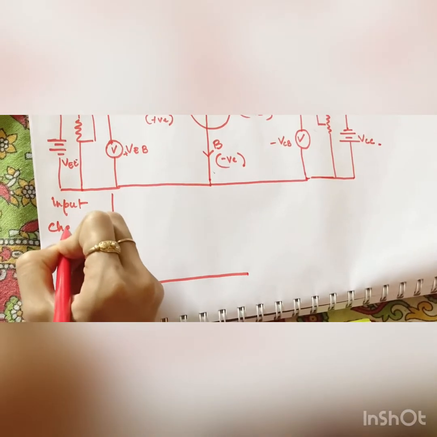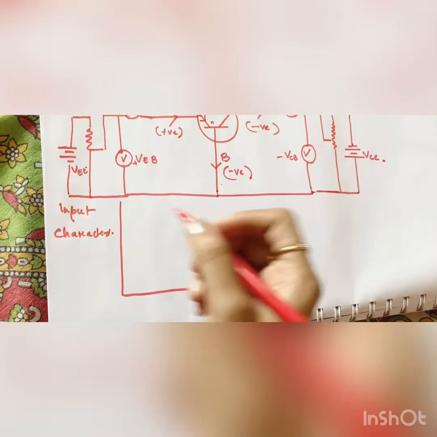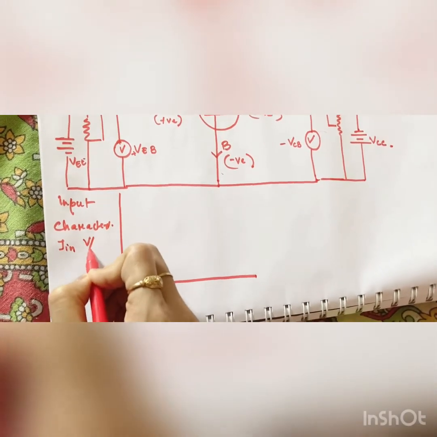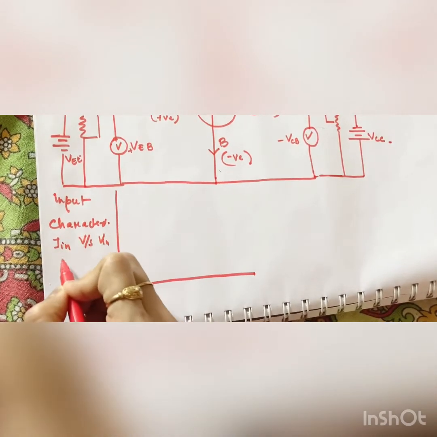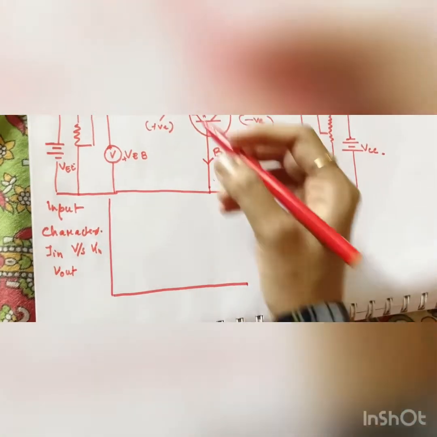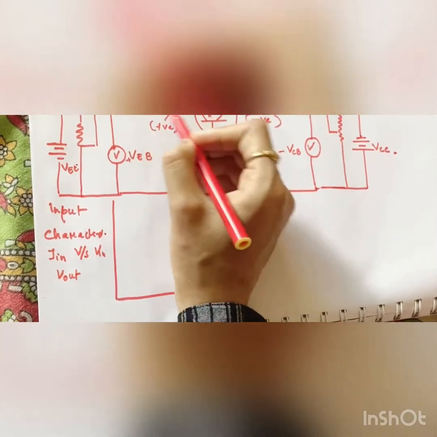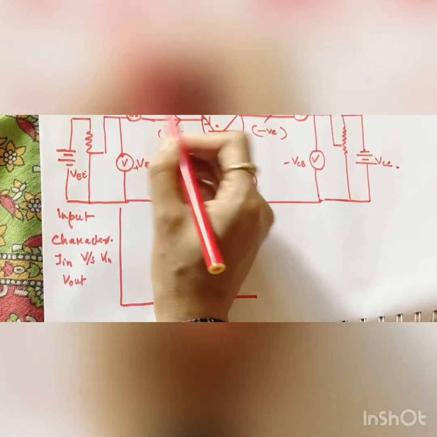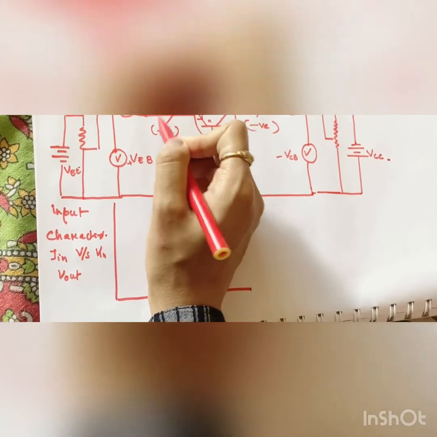Input characteristics means the input current relates versus input voltage in a given output voltage. So here, the input current is IE. This is the input circuit and this is the output circuit, right? So this is the input current.